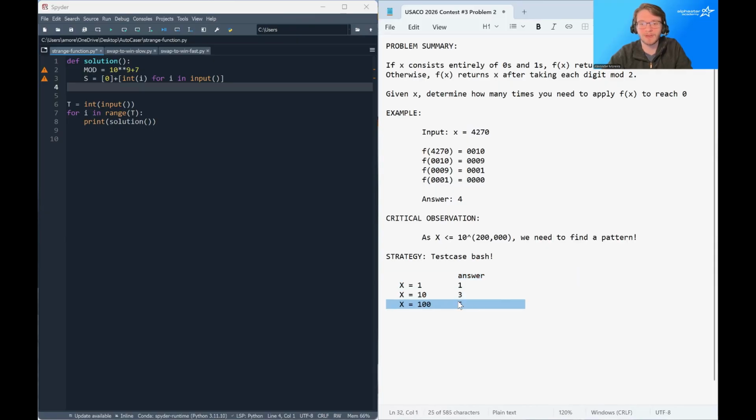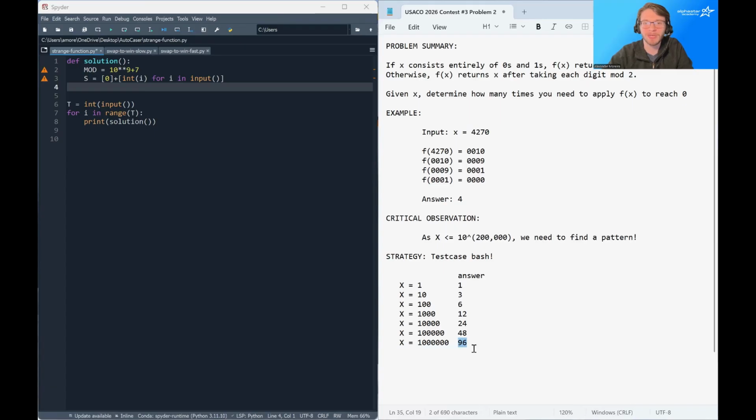I'm just going to write out a few data points here. So when x is 1, we require one operation. When x is 10, we require 3 operations. And when x is 100, we require 6 operations. So far, we're probably not seeing a pattern. So let's get some more data. We're going to now look at x is 1,000. That requires 12 operations. And when x is 10,000, that requires 24. If it's 100,000, it's 48. The next one is 96.